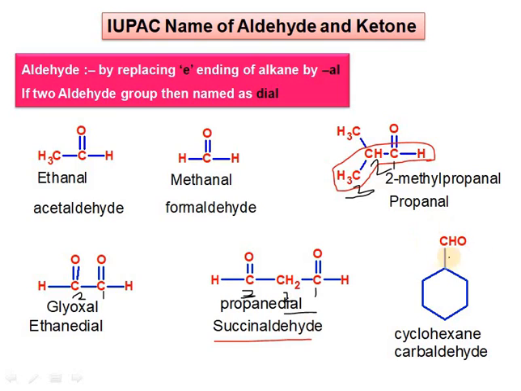Now we see the next structure, which is a benzaldehyde, but this aldehyde is a cyclic aldehyde. So the name is given like this: firstly you write the name of the parent alkane, like cyclohexane, and this is a carbaldehyde. So the name is cyclohexanecarbaldehyde.